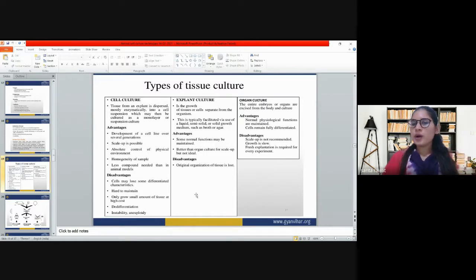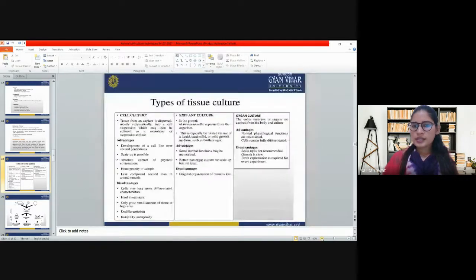Now, when we talk about organ culture, the entire embryo or organs are excised from the body and cultured. The advantage is that normal physiological functions are maintained in this culture and cells remain fully differentiated. The disadvantages of organ culture include that scale up is not recommended, growth is very slow, and fresh explantation is required for every experiment.